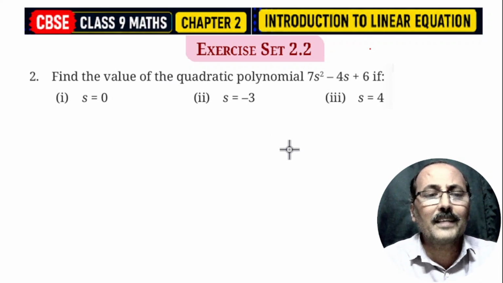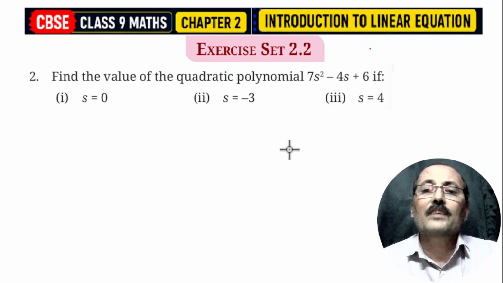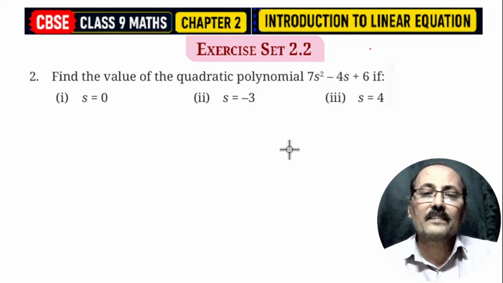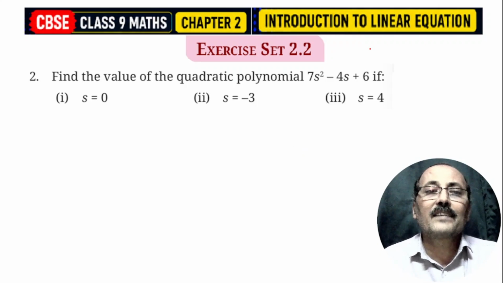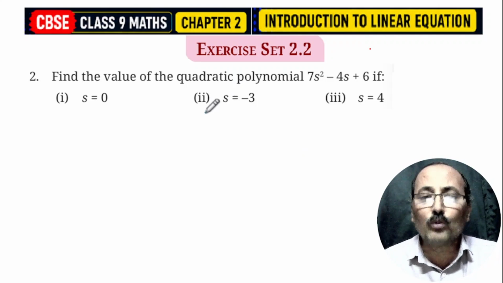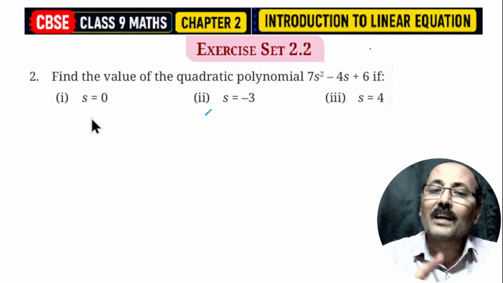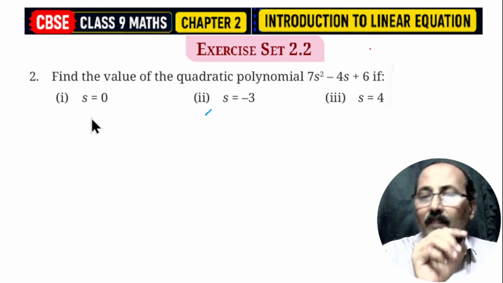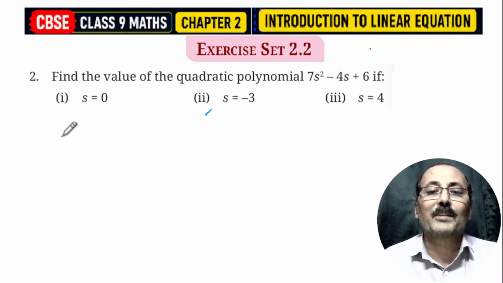Find the value of the quadratic polynomial 7s square minus 4s plus 6 if s equals 0, s equals minus 3, s equals 4. Now I will take the tough one, s equals minus 3. I will do only one sum. I recommend you do the remaining two sums yourself and write the answer in the comment section.